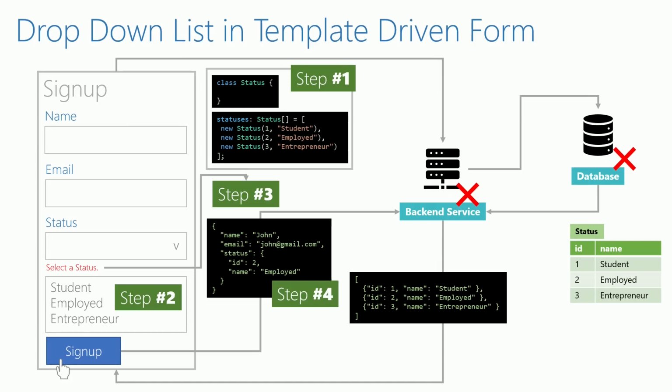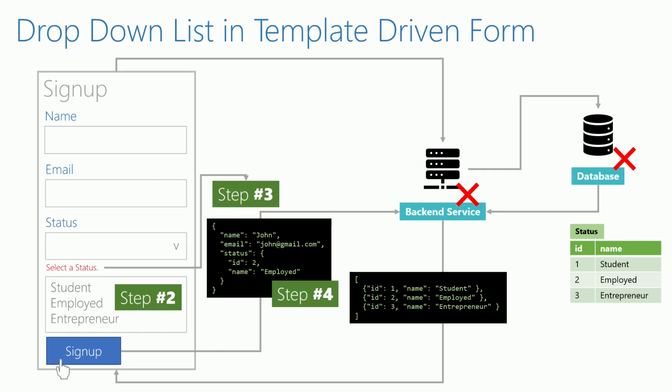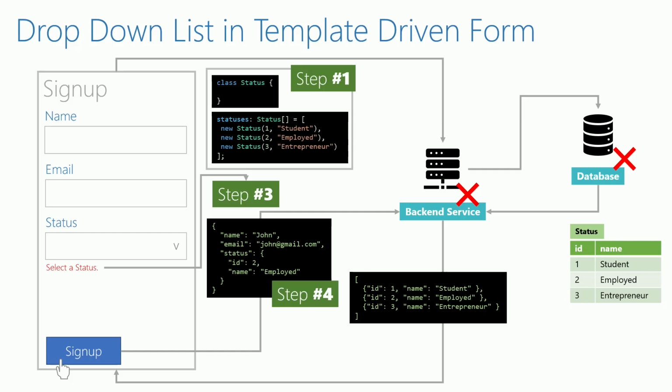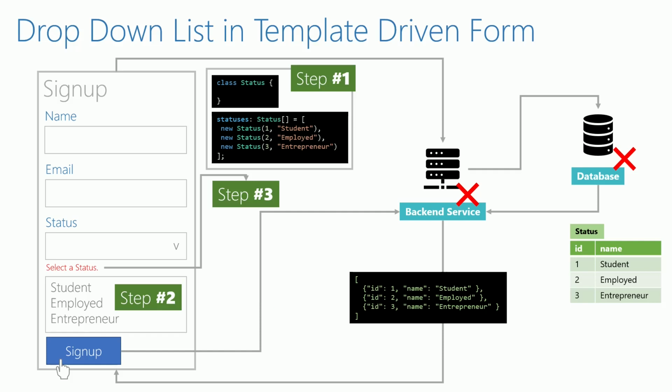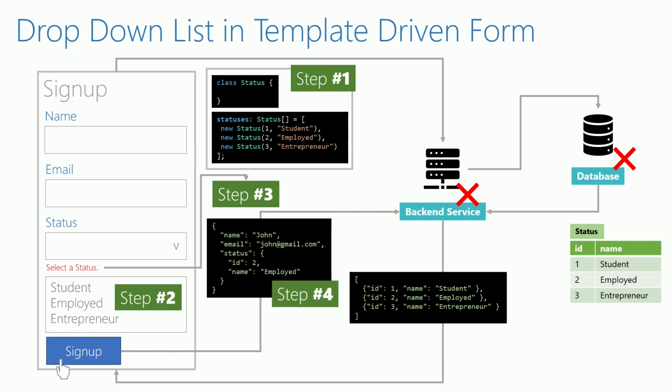So far, we have completed 3 steps to implement the status drop-down list in a template-driven form. In the first step, we defined the status data. In the second step, we displayed the status drop-down list. In the third step, we implemented validation. As a final step, in this video, we will implement the steps to convert the form data into JSON.